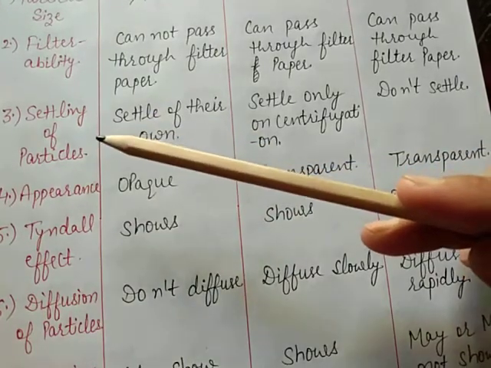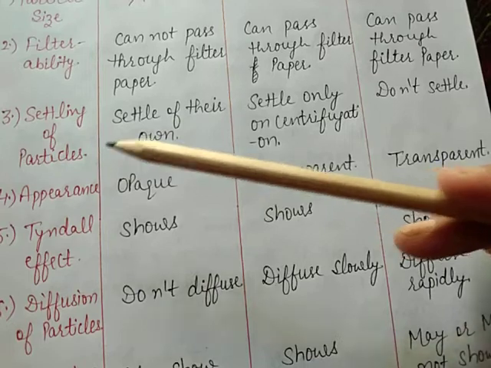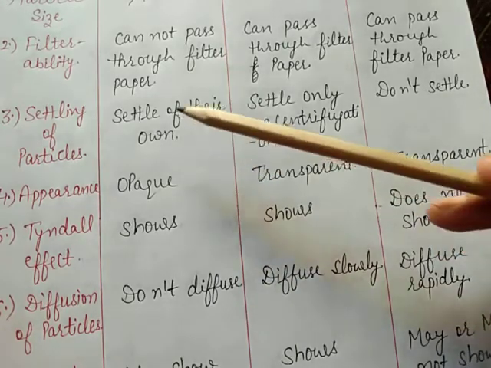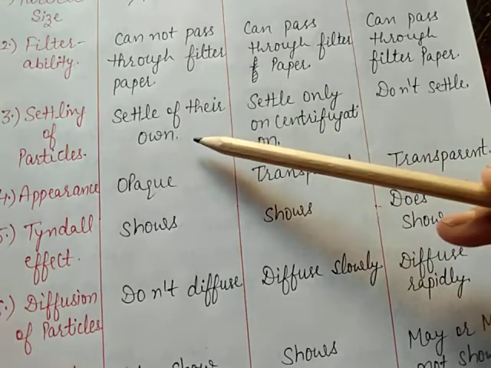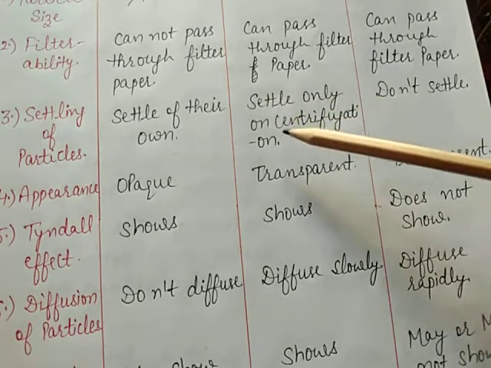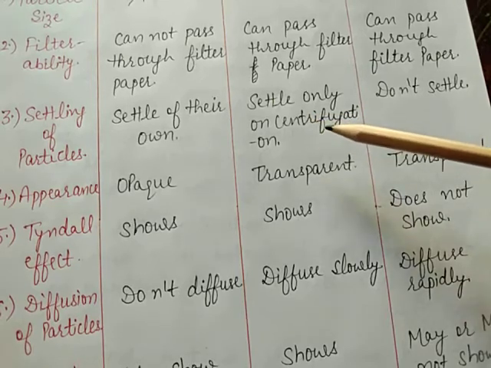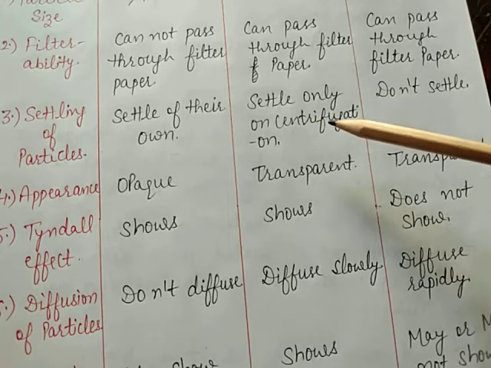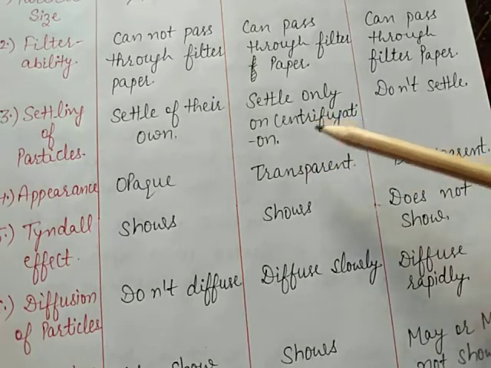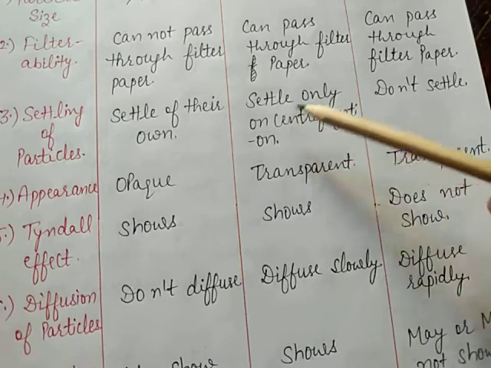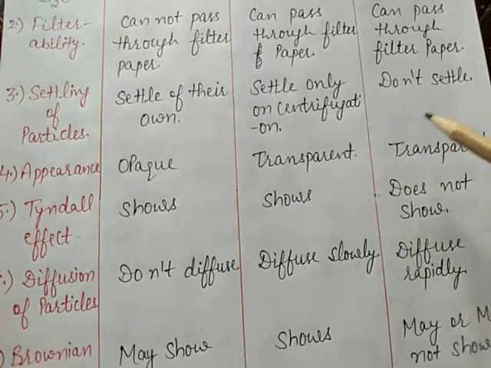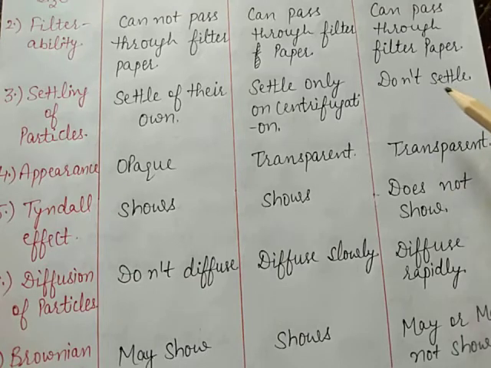Point number 3. Settling of particles means particles are settled down or not. In case of suspension, we easily observe from sand solution, particles are settled down on their own. In colloidal solution, particles are settled down only on centrifugation. Centrifugation is a method to separate the colloidal particles. It is just like a washing machine dryer. It rotates like a dryer in a washing machine. But in true solution, particles don't settle.